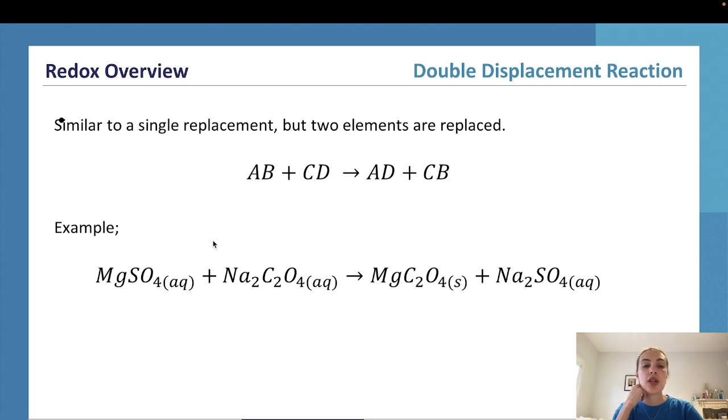So nothing's changed there. The magnesium is going from +2 to +2. Our oxygen is going from -2 to -2. And our carbon is going from +3 to +3. So nothing's changed in that context there. So we can completely ignore that for the moment, and we'll look onto our sodium sulfate.